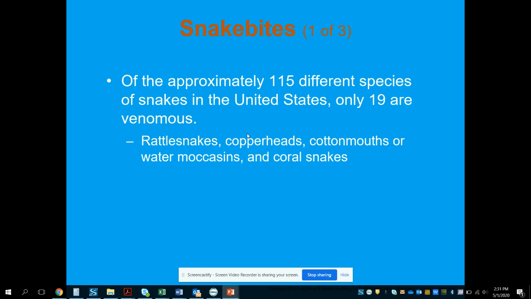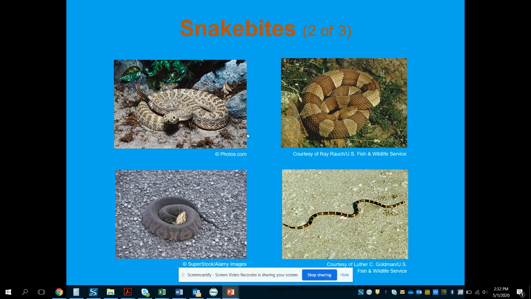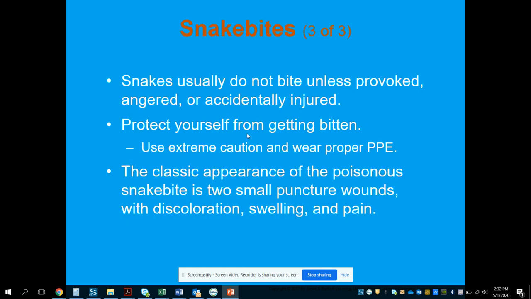Looking at snake bites, of the approximately 115 different species of snakes in the United States, only 19 are venomous. Rattlesnakes, copperheads, cottonmouths, water moccasins, and coral snakes are some of these that we might come into contact with in this area. I'm not going to spend a lot of time on this slide because it gives me the heebie-jeebies. Snakes usually do not bite unless they are provoked, angered, or accidentally injured. So help protect yourself from getting bitten by using extreme caution and wearing the appropriate PPE.